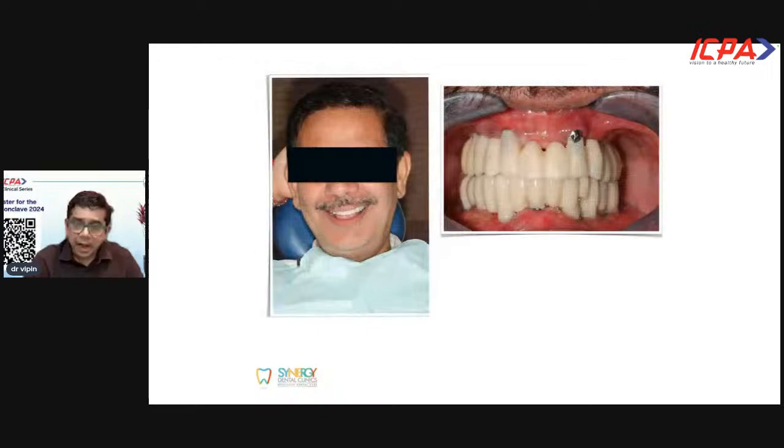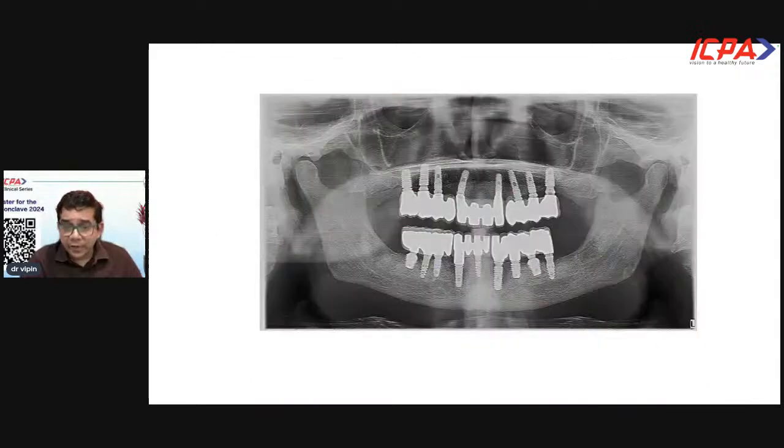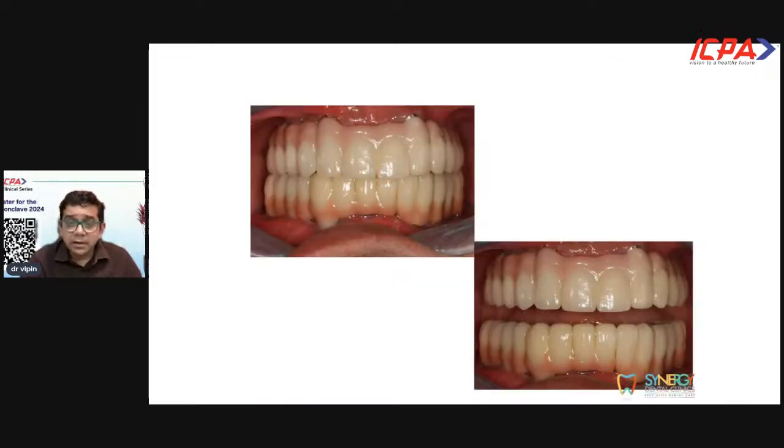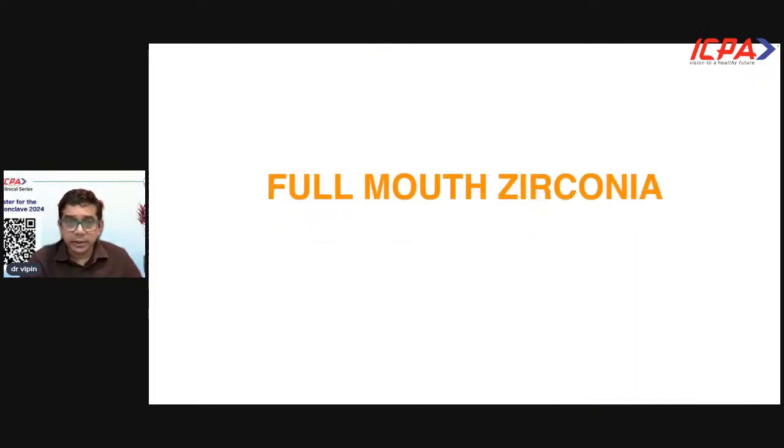Again, as I told you, my first temporaries are always PMMA, to check how the bite looks, how he smiles, and how the occlusion is; everything is changed there. Then a zirconia framework was made, which was later layered with ceramics, right? Pink ceramic and white ceramic. And this is what we achieved eventually over a period of 6 months.